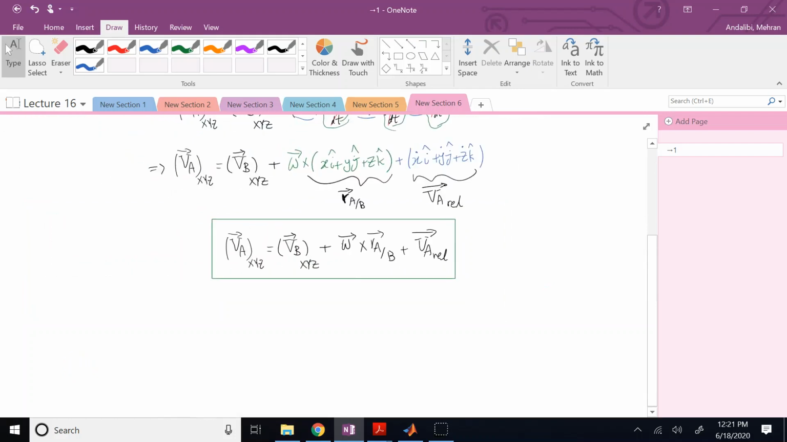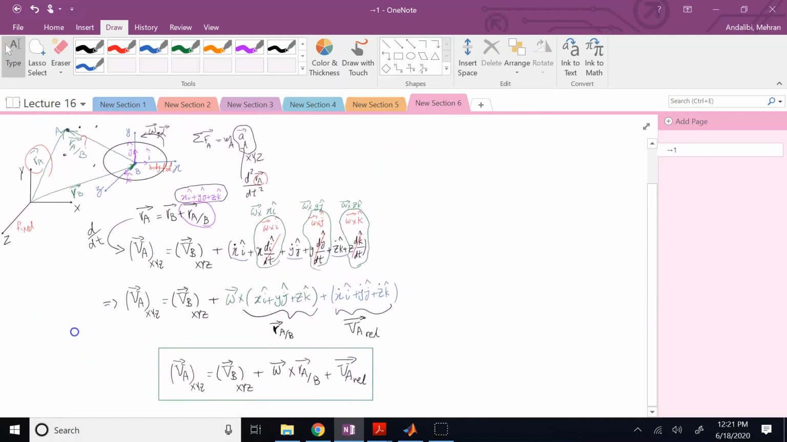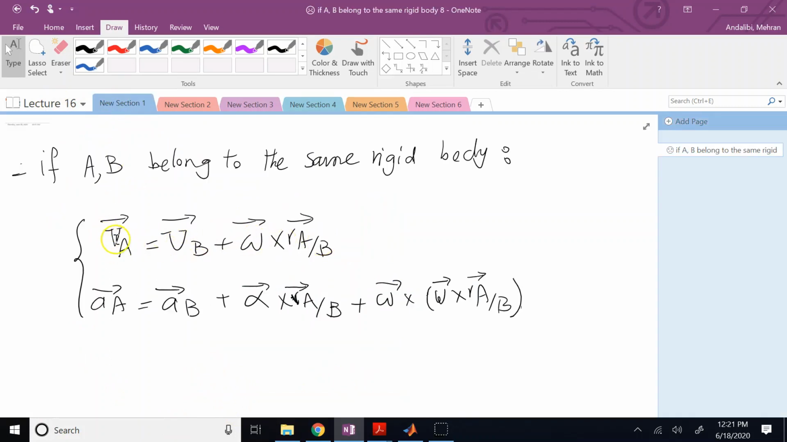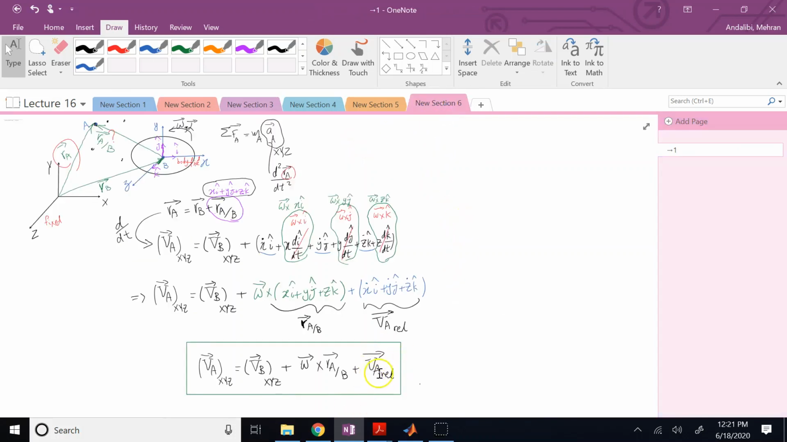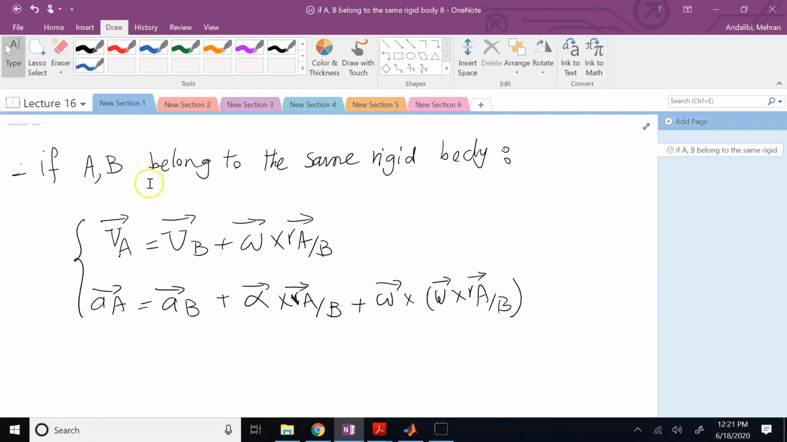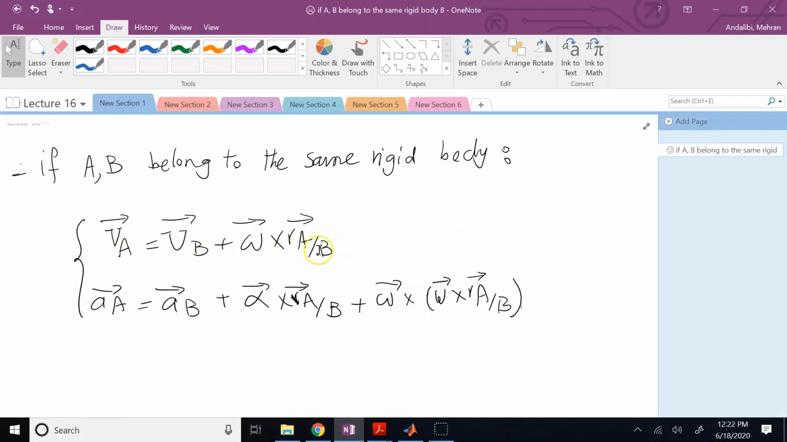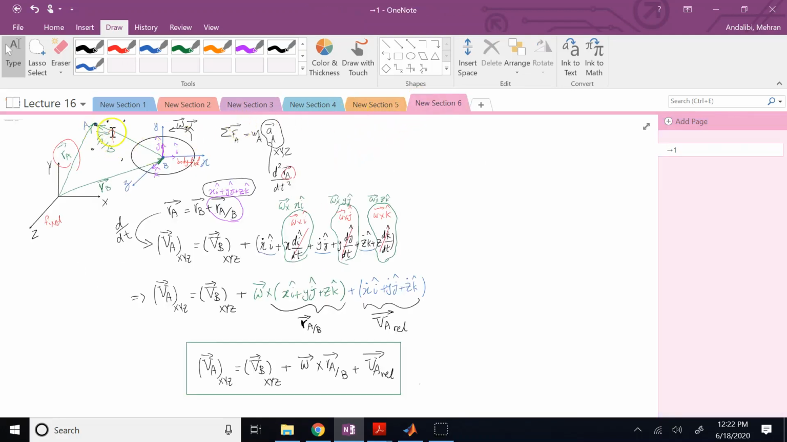Now, what's the meaning of this? How can we make sense out of this? What's the difference between this formula and this guy? If you can see, they are very similar except for this new term, VA relative. If this guy was zero, the rest of the formula would be exactly like this. And you're right, why does this term exist? Because here, A and B belong to the same rigid body. Therefore, the distance between A and B could not change. But here, A does not belong to the same rigid body that B does. Therefore, the distance between A and B can change. And because of that change in distance, this VA relative comes into existence. So again, if A and B both belong to a rigid body, I would get that formula back.